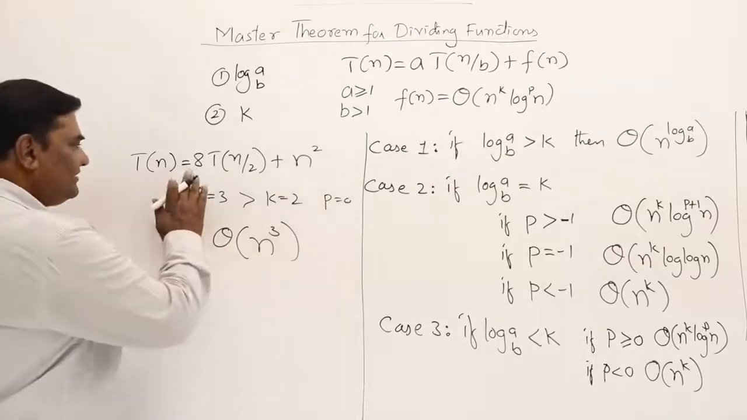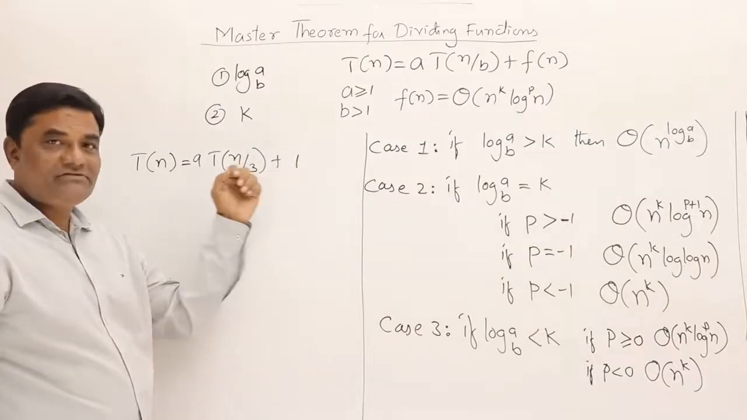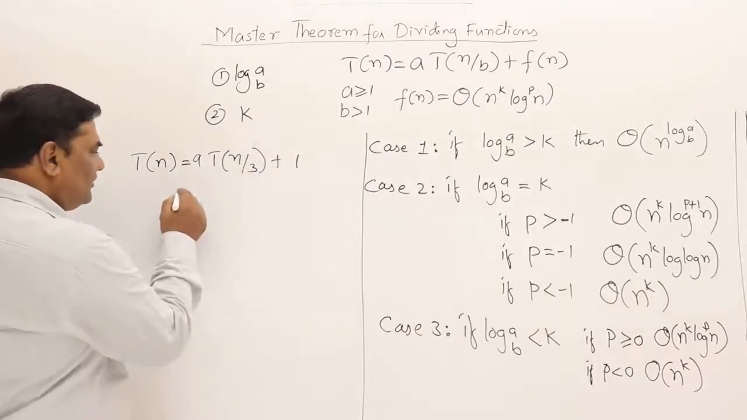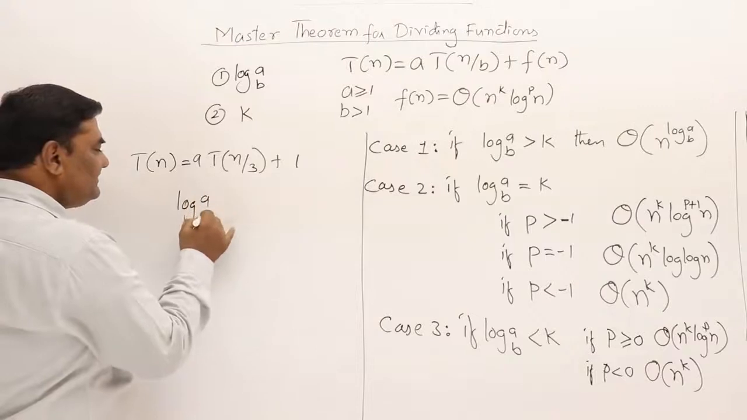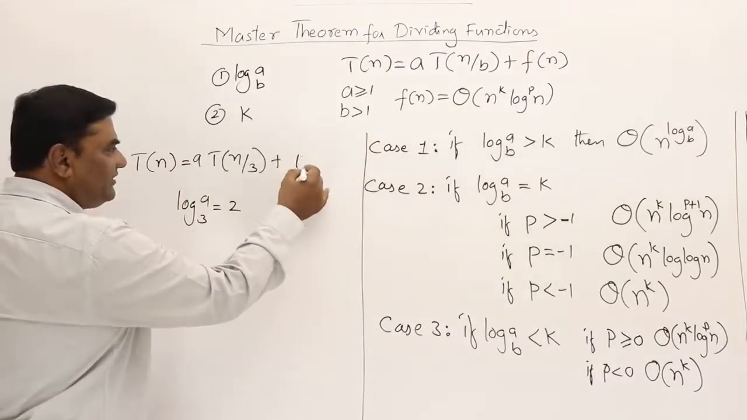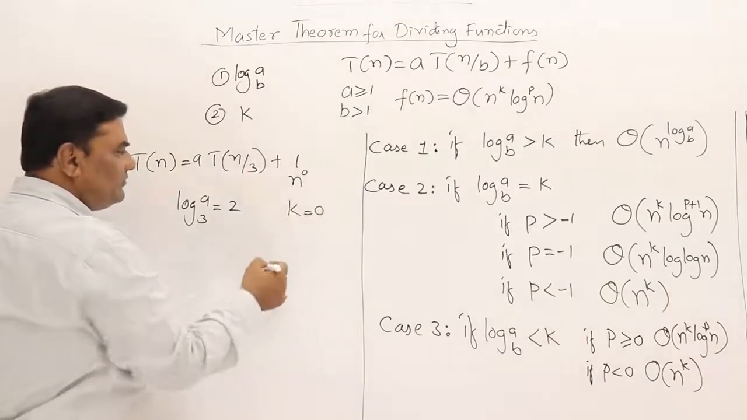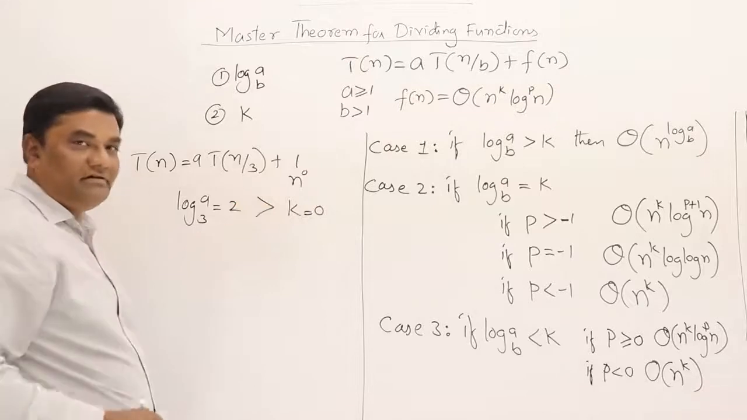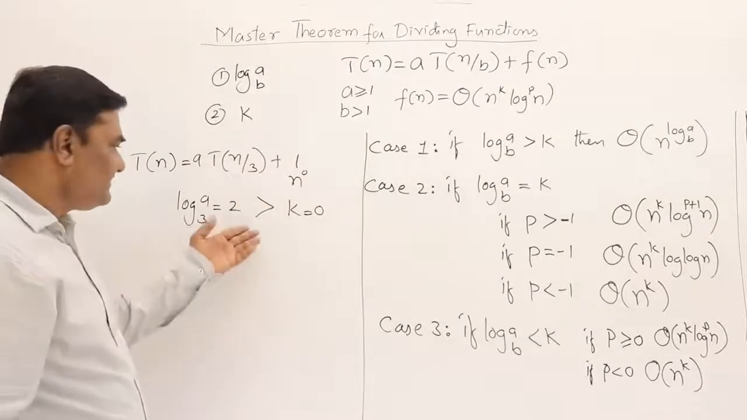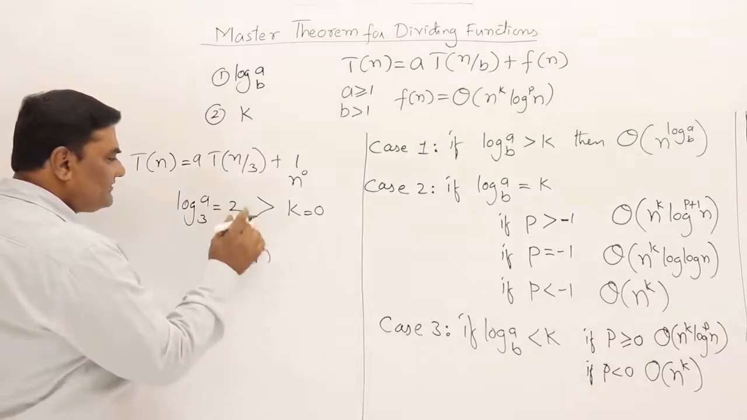Let me change. Tn is equal to 9T(n/3) plus 1. What is log 9 base 3? This is 2. What is k? This is n power 0. K is 0. So this is greater. So the answer is theta of n power this one, 2.